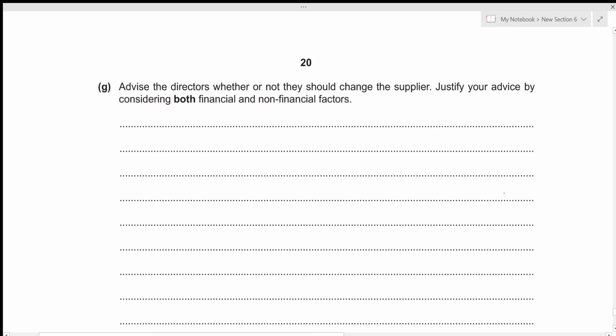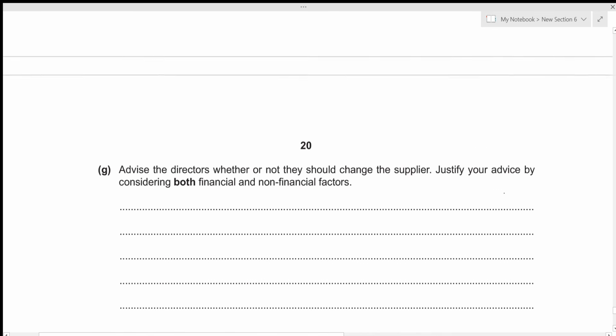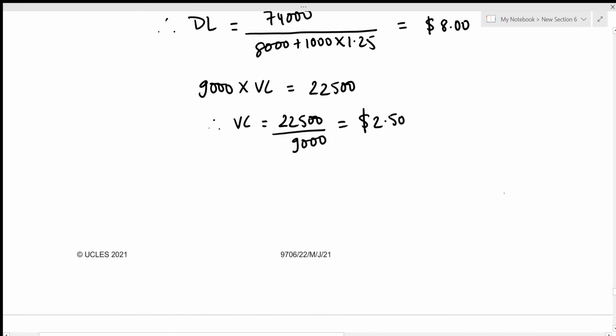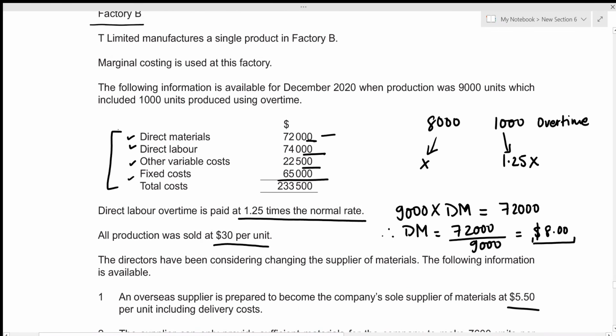Now we need to advise the directors whether or not they should change the supplier. We need to justify our advice by considering both the financial and non-financial factors. So firstly, we already have the profit for the scenario when we buy from an overseas supplier, but let's figure out the profit when we continue this same process given in the question. So the cost is 233,500. Then let's figure out the revenue. We were told that 9,000 units were produced and sold. So that's just going to be 9,000 into 30. This gives the revenue to have the value of 270,000.